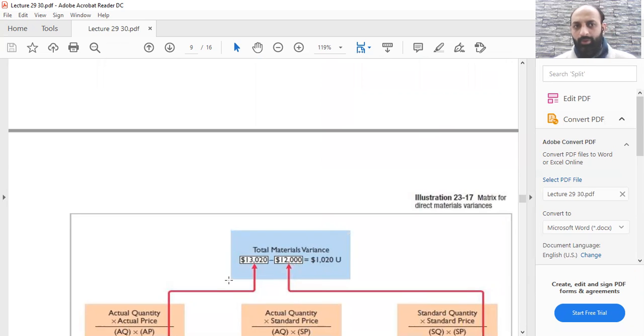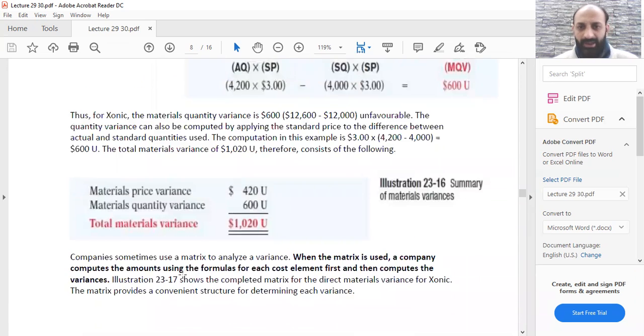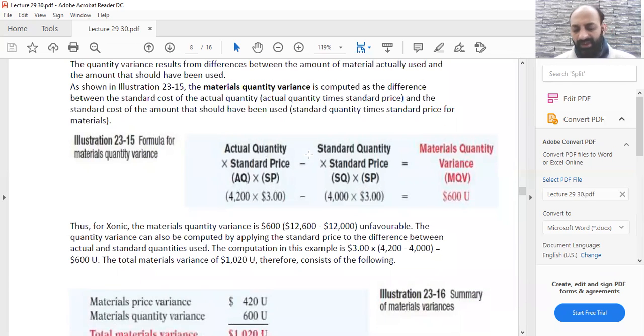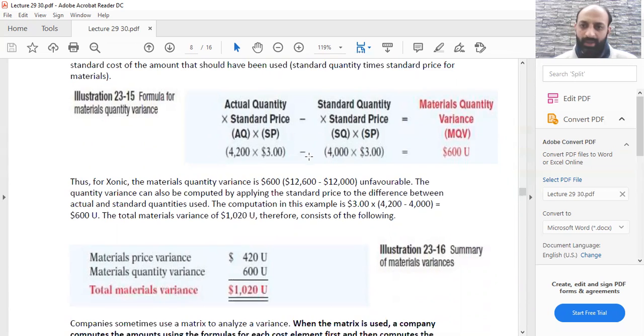So what you have to do whenever you are dealing with variances is remember these formulas. When you know the actual quantity, standard quantity, actual price, standard price, all you have to do is insert values into these formulas, and you will get the variance. And using the figure that you derive, you should be able to figure out whether it is favorable or unfavorable.